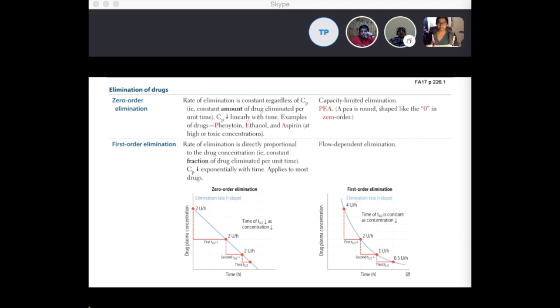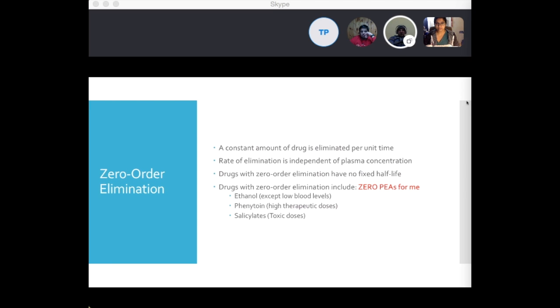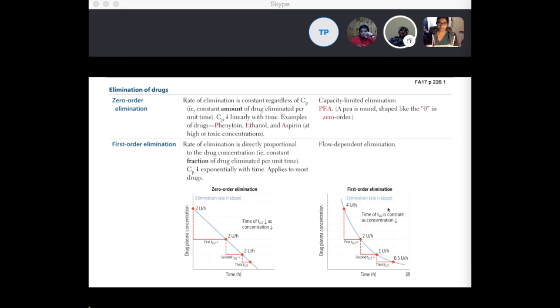Yes. So is that why here you say ethanol except in low blood levels, because it's dose dependent, because they all have cofactors which assist in the elimination? Yes. So once those cofactors are used up or highly saturated, then you hit the zero order elimination threshold, and then they all start going through that constant elimination. Cool.